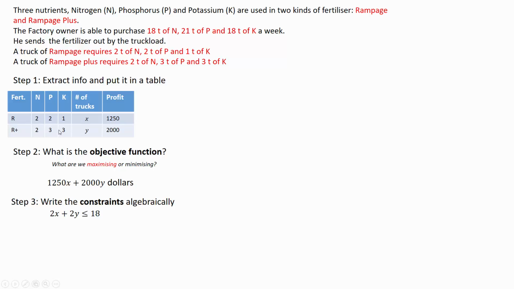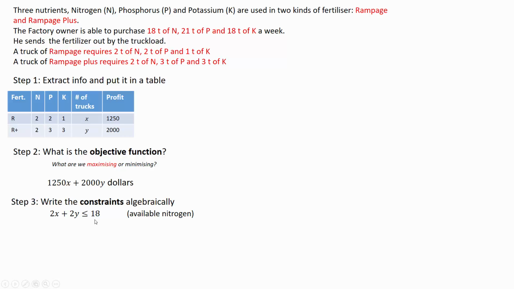What I'm going to do is get, for every truck of X, for every truck of Rampage, there is going to be 2 tons of nitrogen. And for every truck of Rampage Plus, there's going to be 2 tons of nitrogen. So this has got to be less than 18, because I know up here that 18 tons is how much nitrogen I have available.